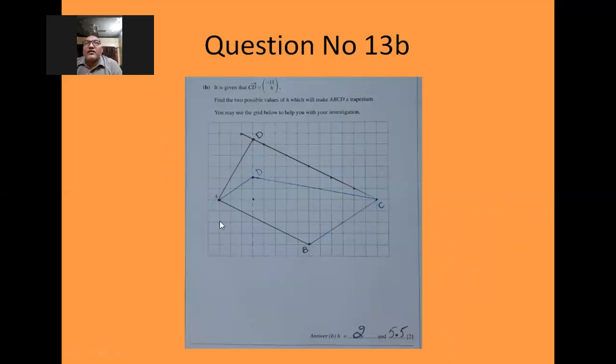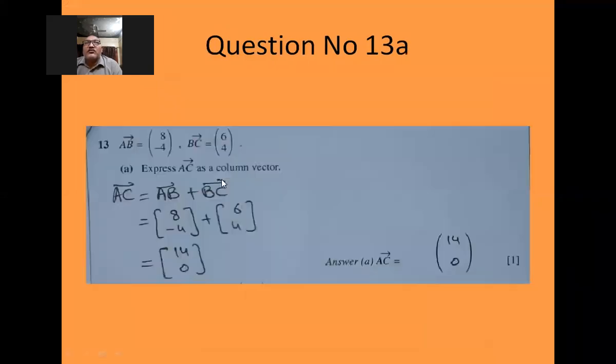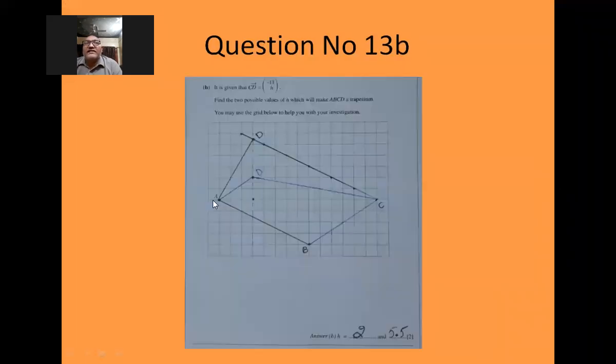AB is (8, -4). So let's say I start from here. AB will be 8 comma minus 4. So 1, 2, 3, 4, 5, 6, 7, 8. Minus 4 means you go down: 1, 2, 3, 4. So this is the final point. This is A, this is B. Then it says find the possible values. It is given that the CD side is (-11, H).